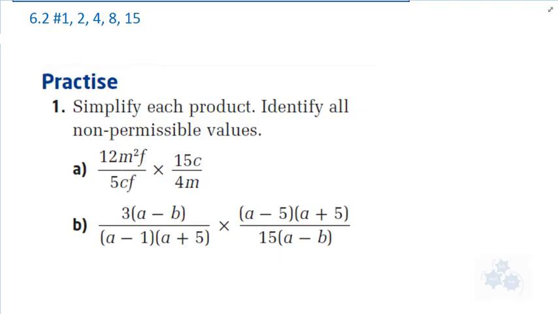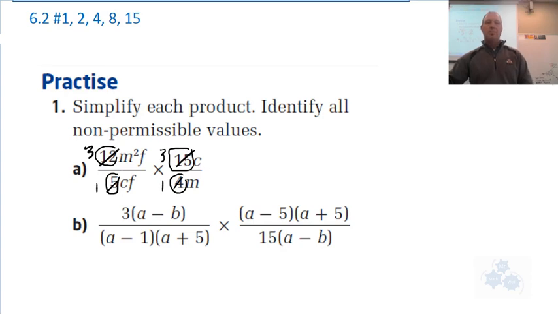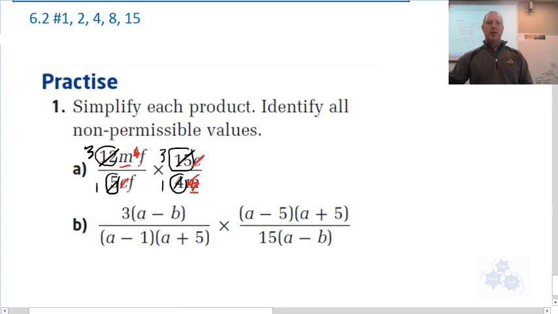Okay, so for number 1, just to get you going, 12 can be reduced with 4 here. If you divide both by 4, you get 3 up here and a 1 here. 15 and 5 can also be reduced. If you divide both by 5, that's going to be a 1 here and a 3 here. What about the m's? We've got m squared up here and an m on the bottom, so one of those m's goes with one of those m's. The C and the C completely divide out, and the F and the F completely divide out.